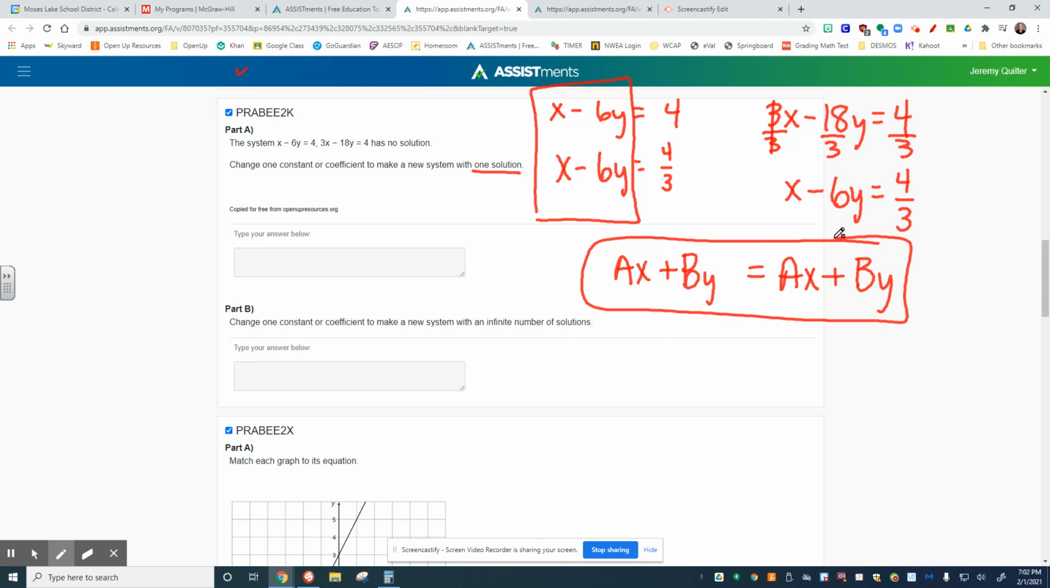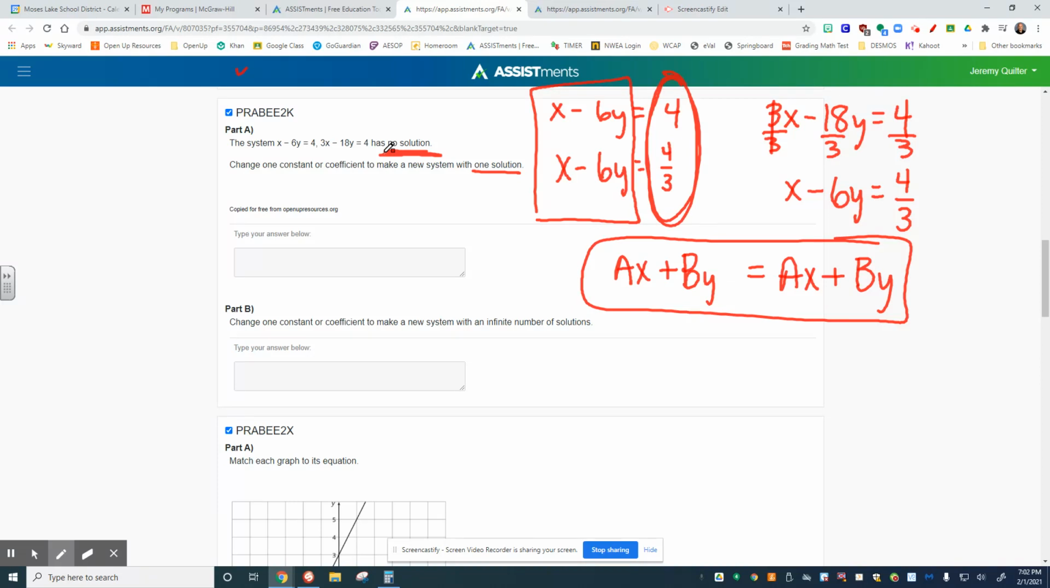The difference comes in the constant value. Again, variable terms are exactly the same, but the constant value is different. When the variable terms are exactly the same and yet the constant values are different, we have no solution.